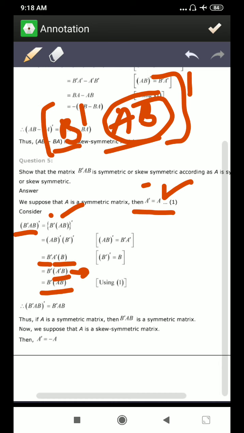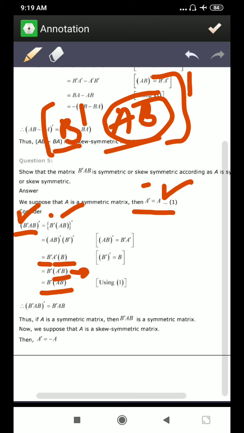B transpose into AB. We started with B transpose into AB whole transpose, and it is finally equal to B transpose into AB, which means the transpose of the matrix is equal to the matrix itself. So we can say that it is a symmetric matrix.